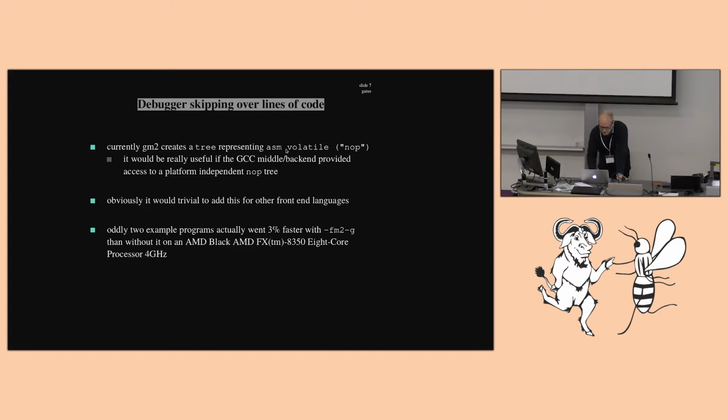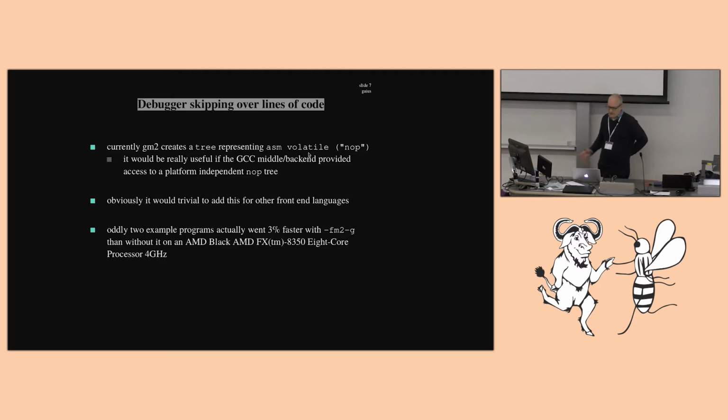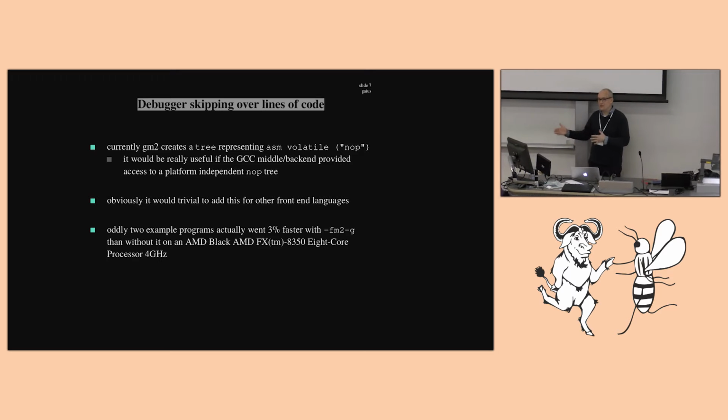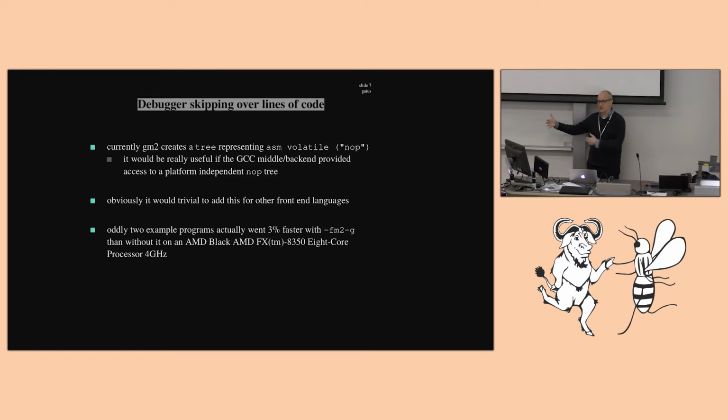All it does is generate a GCC tree which represents asm volatile nop. That's trivial to do. The only thing is that I'm not that well versed with all the different architectures. I know a few, but not many. Do all the architectures use nop as the no-op? If they don't, it would be lovely if the back-end guys and girls could give me a machine-independent no-op.